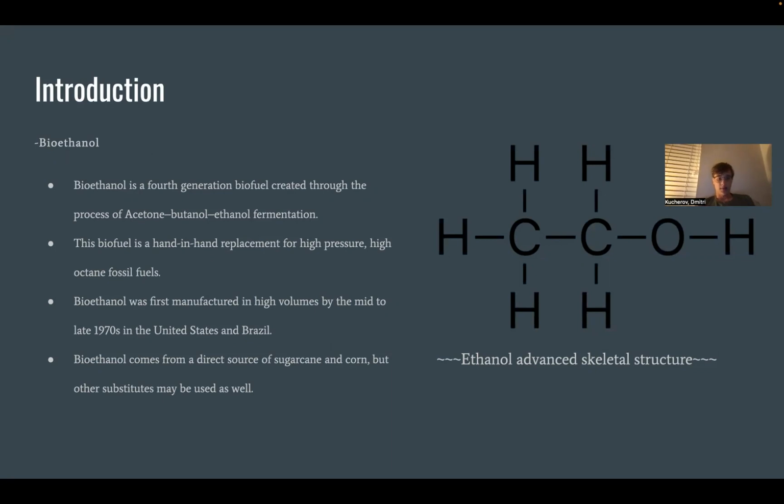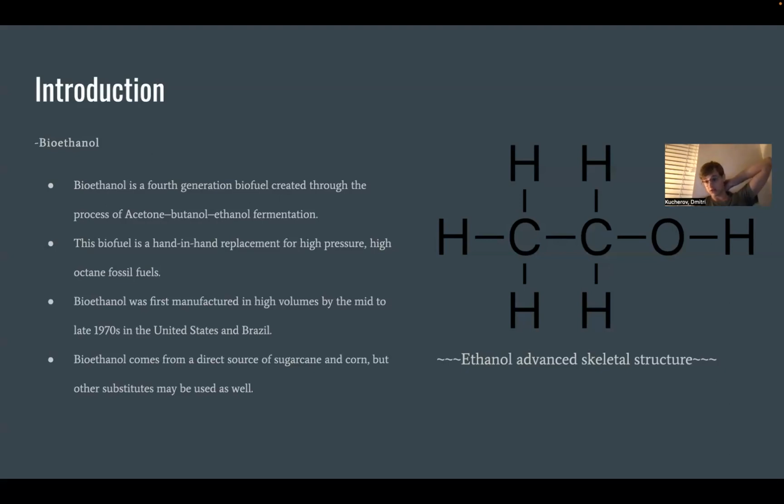So this biofuel is a hand-in-hand replacement for a high-pressure, high-octane fossil fuel, meaning it's efficient under high pressure, so it'll handle everyday engines. You can work on race cars even if created properly. Bioethanol was first manufactured in high volumes by the mid to the late 1970s in the United States and Brazil. I will go further into detail on its history. Bioethanol comes from a direct source of sugarcane and corn, but other substitutes may be used as well. These are feedstocks.